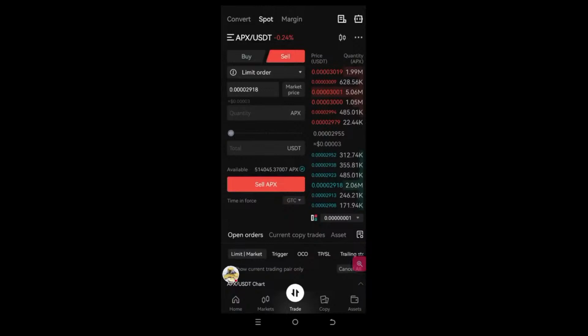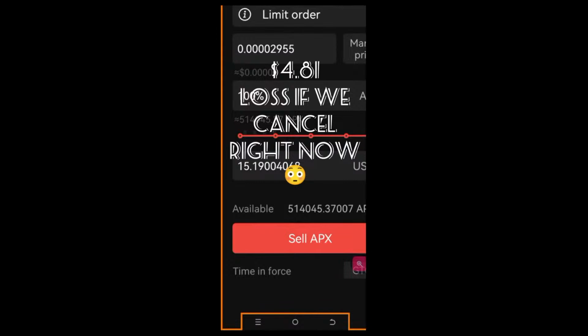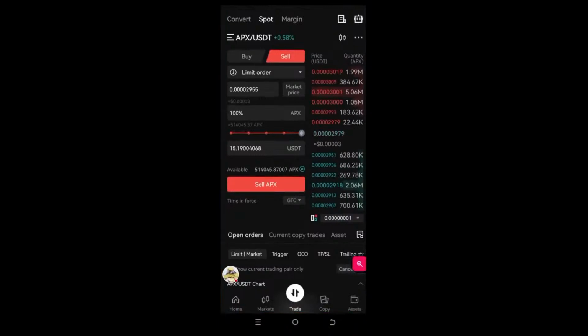So if I just want to sell, I tap the amount of money we have here. See, I'm going to lose. Can you see that? This is it, $15.19. That is the value of what we have right now. We're neck deep into a loss of $4 thereabout, $4.81. And this is not funny at all. So I'm not going to sell, definitely. I'm just showing you so you know how much we've lost currently.